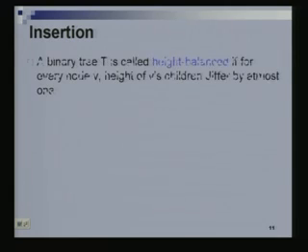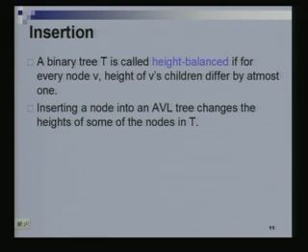Okay. Now suppose you were to try and insert. When you were going to do an insert, what can go wrong? Recall that we call a tree height balanced if the difference in the heights of its children is at most 1. So when I insert a node, it can change the height of some nodes, and as a consequence the height balance property might get violated.